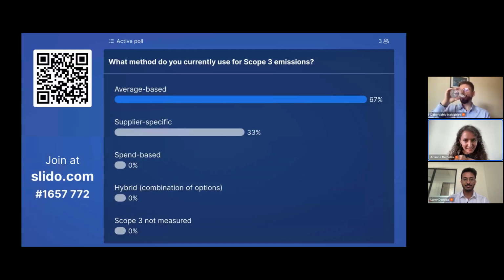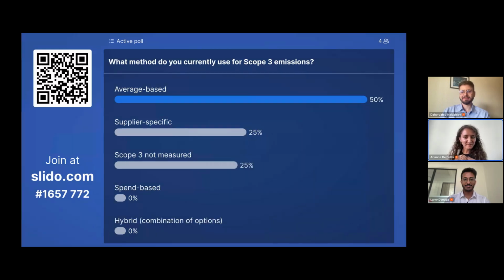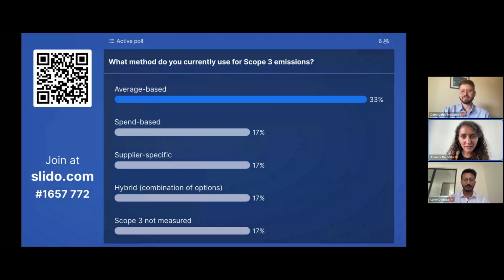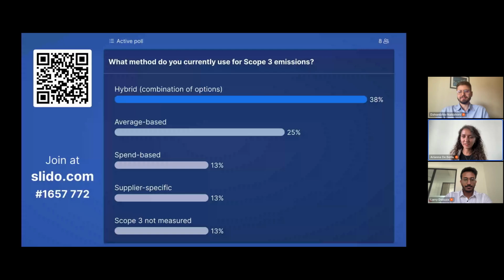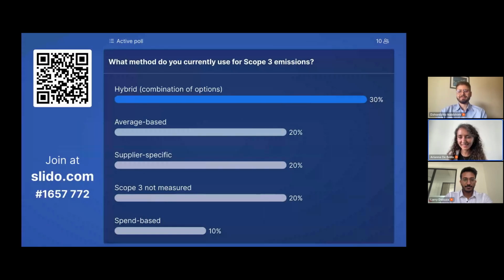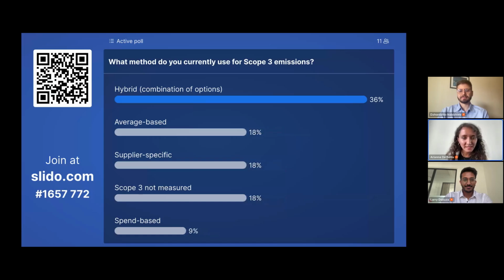let's see. Very interesting, okay. Some of you are answering average-based, supplier-specific, wow, amazing. Some of you have not yet measured your Scope 3 emissions. It is very interesting to know, because then we will also compare your answers to a small analysis that we have also performed in-house. Nice, average-based and hybrid. Hybrid, okay. Let's see if some more answers are coming in. The results change quite a bit with your answers coming in. Let's see, okay. I see, so the hybrid method is definitely at the top, then average, supplier.